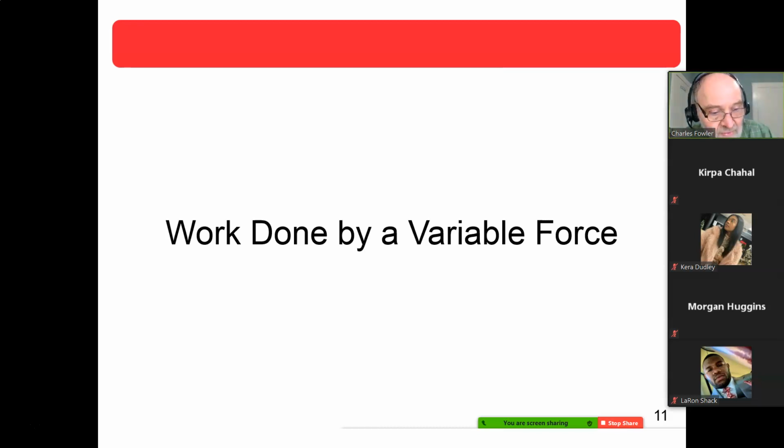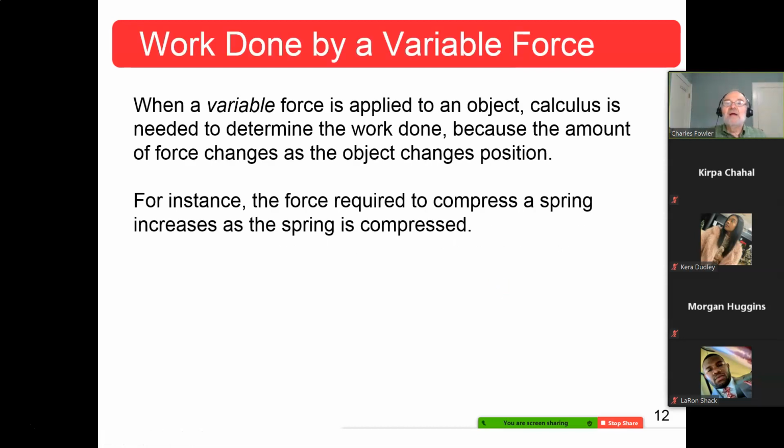Okay, so let's move on to work done by a variable force, except it won't advance for some reason. Now it does. When a variable force is applied to an object, calculus is needed to determine the work done because the amount of the force changes as the object changes position. For instance, the force required to compress a spring. If you had a spring here, you're trying to compress it. That first little amount of compression you do doesn't take much force at all. It takes some force, you have to push on it, but then the more you push, the harder you have to push to get it compressed any further.